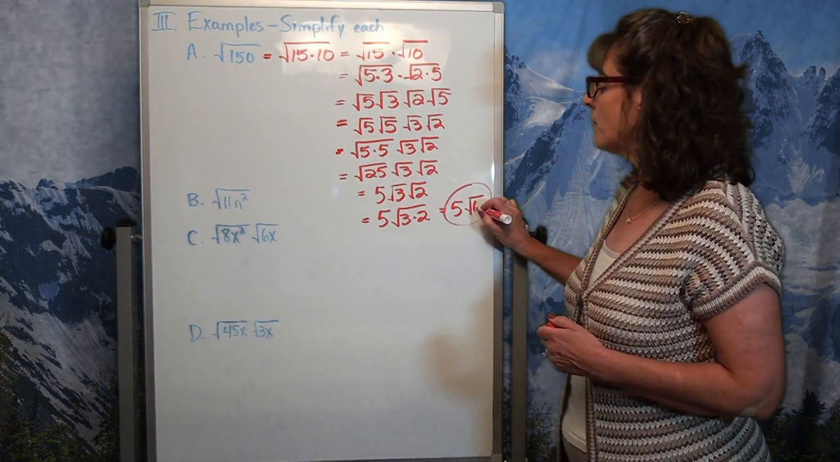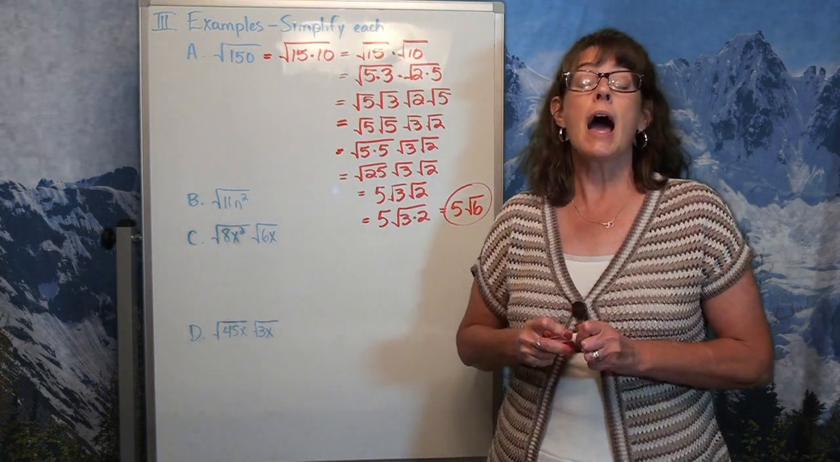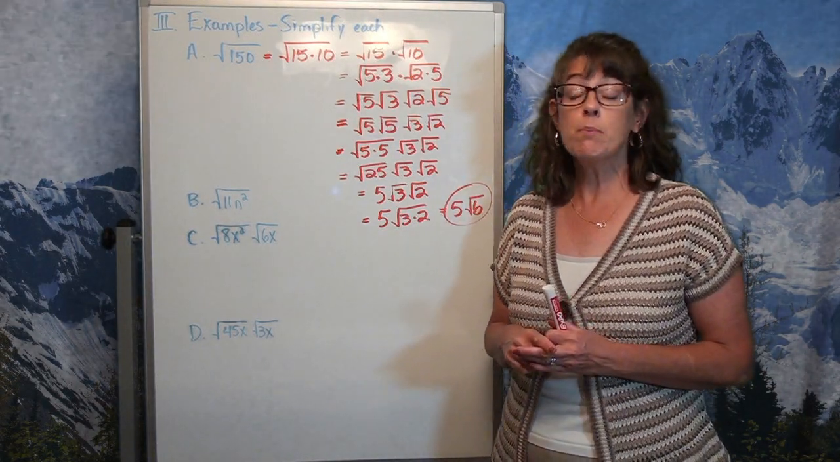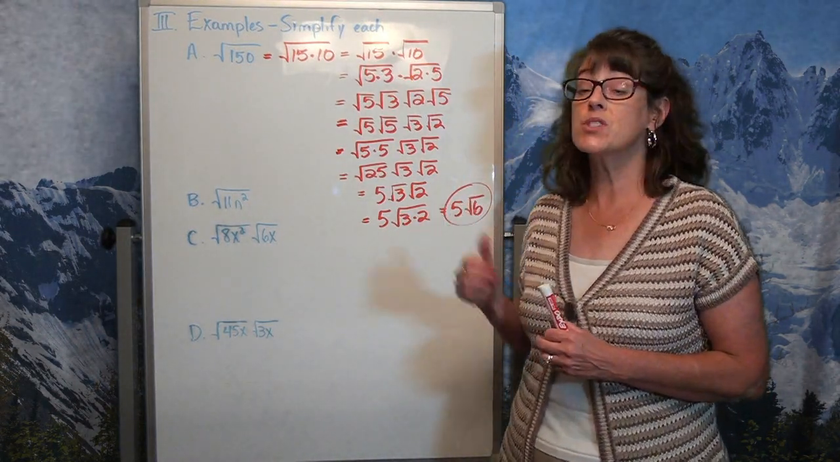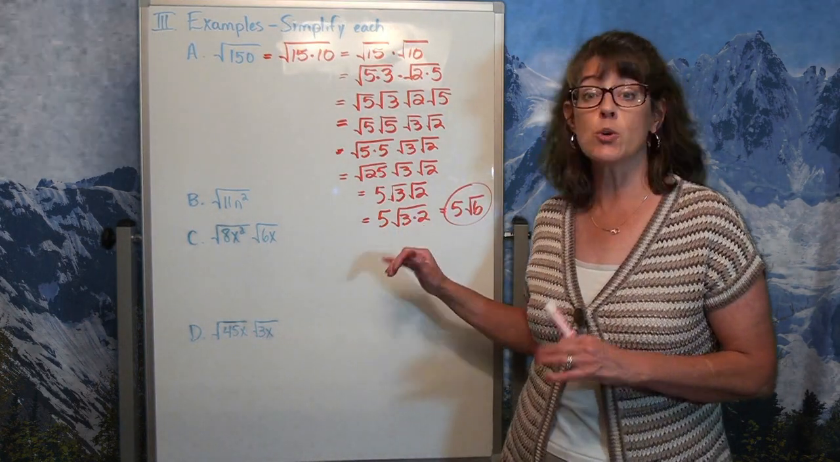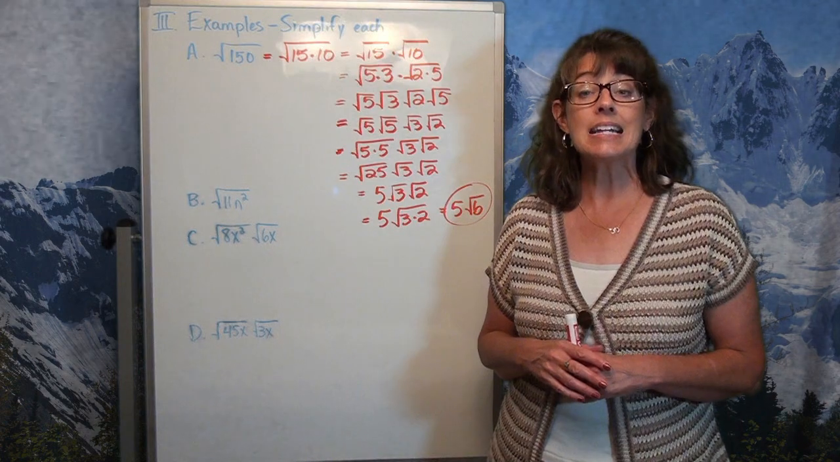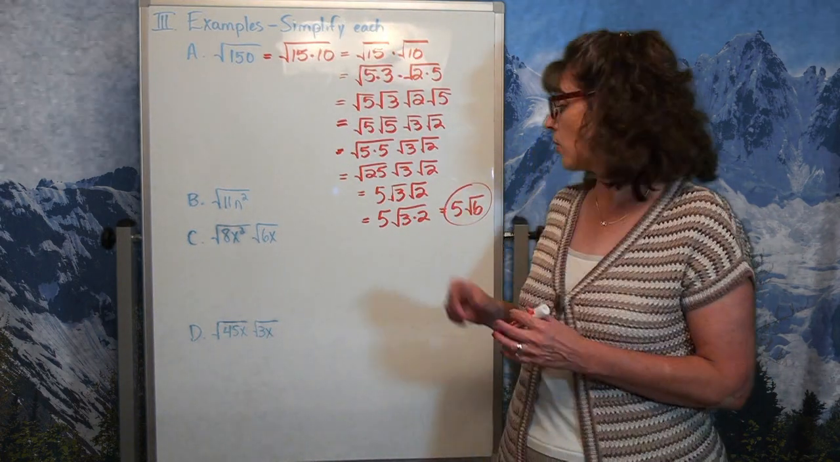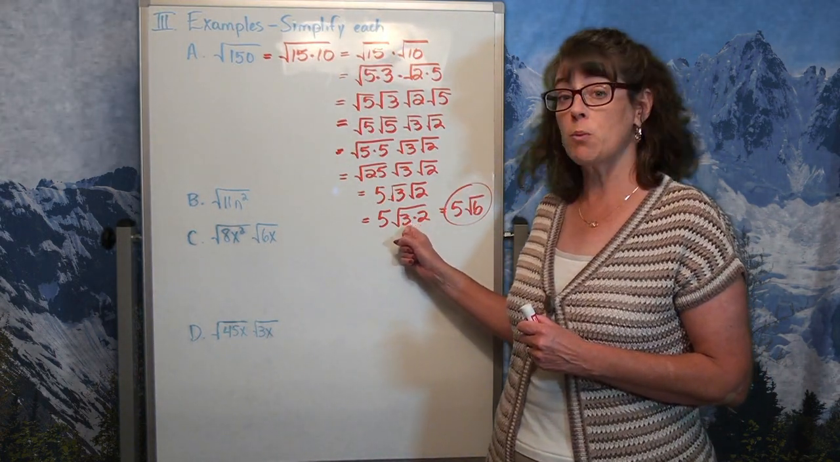And that is simplified because, remember, I didn't want to have any perfect squares underneath the radical. 6 is not a perfect square. A 6 only breaks up as a 3 times a 2. That doesn't help at all. And I don't have any pairs underneath the radical because when I was back here, there were no pairs.